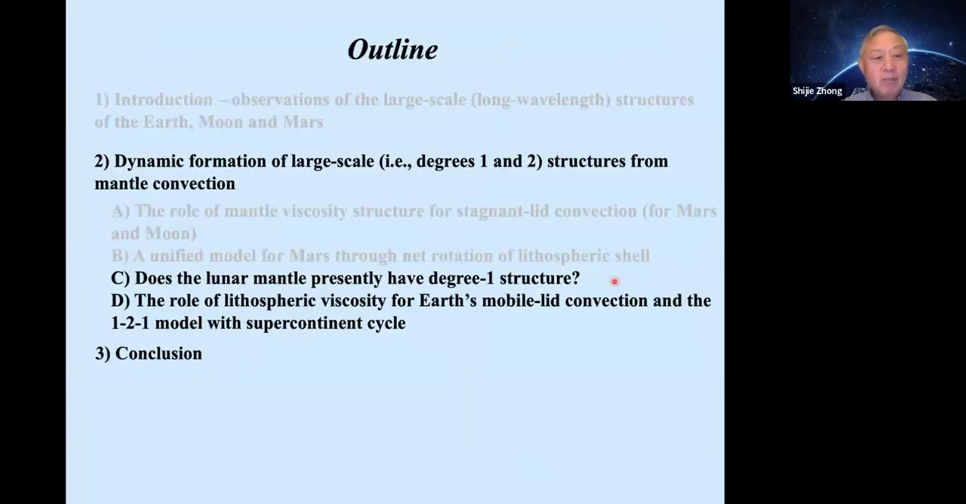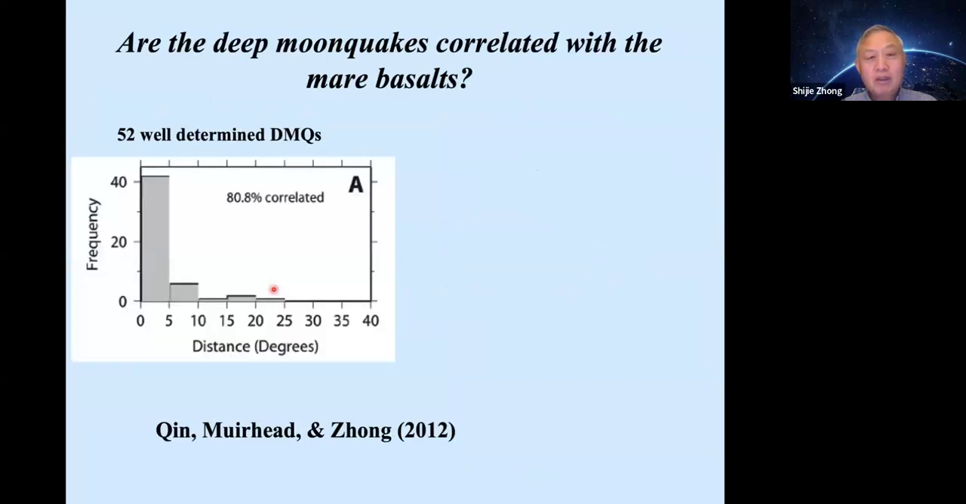Okay. So by now I have covered the first two topics of the mantle dynamics. What I want to do next is quickly talk about the Moon. The question here is, does the Moon's mantle presently have a degree one structure? Remember I mentioned to you earlier about the deep moonquakes, and how the deep moonquakes, at least as we observe from the Apollo missions, all occurred on the near side. So one question we ask ourselves is, do the deep moonquakes correlate with the mare basalts, or do they just occur randomly on the near side of the Moon?